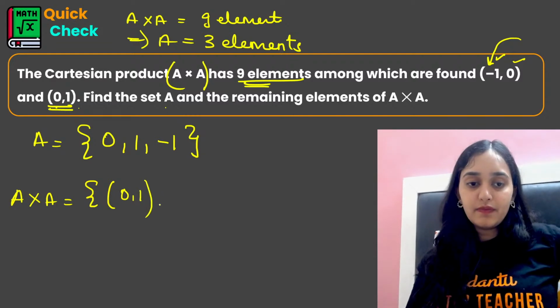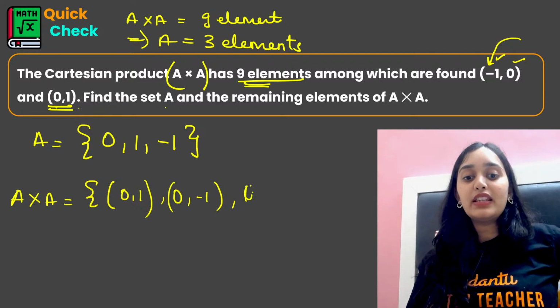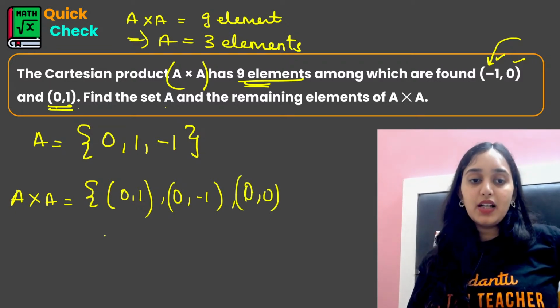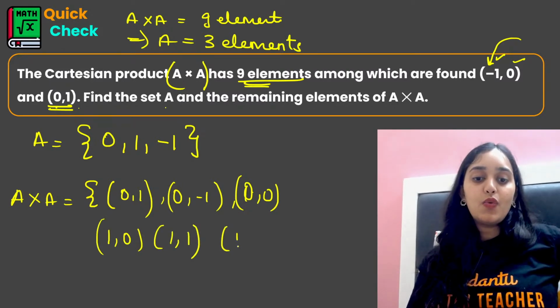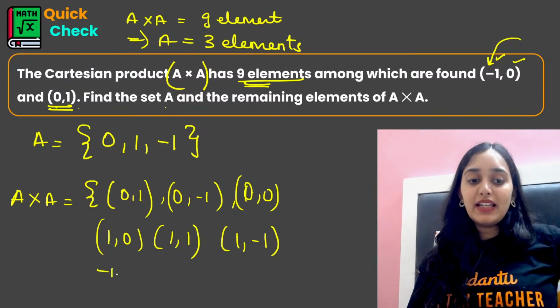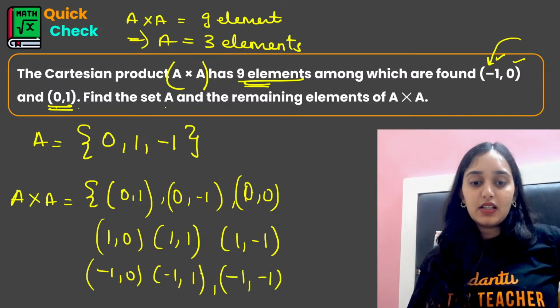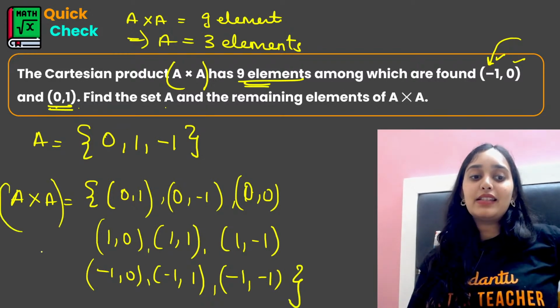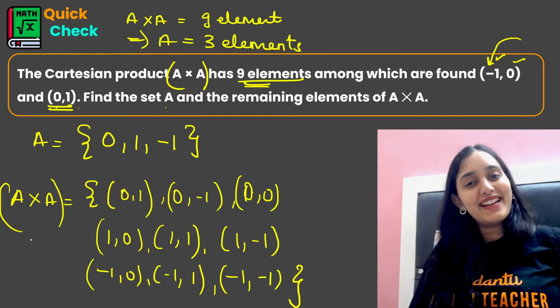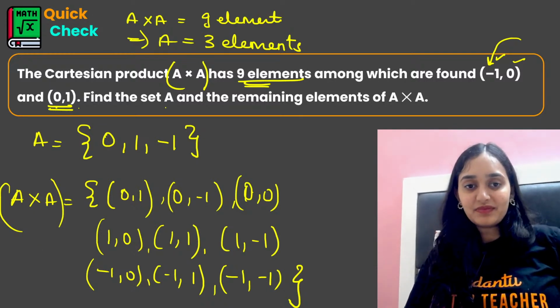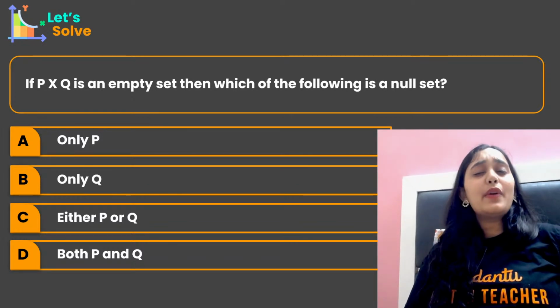A cross A is going to have all the ordered pairs: (0, 1), (0, minus 1) and (0, 0). Similarly, (1, 0), (1, 1), (1, minus 1), then (minus 1, 0), (minus 1, 1) and (minus 1, minus 1). So, these are the possible ordered pairs present inside A cross A. Clear? Understood? Great.